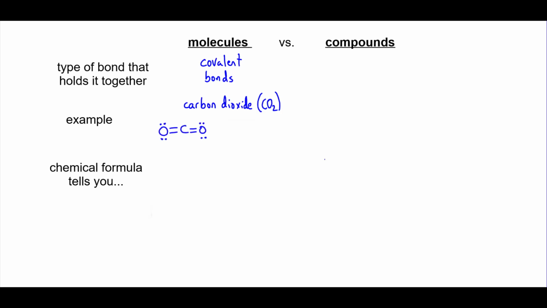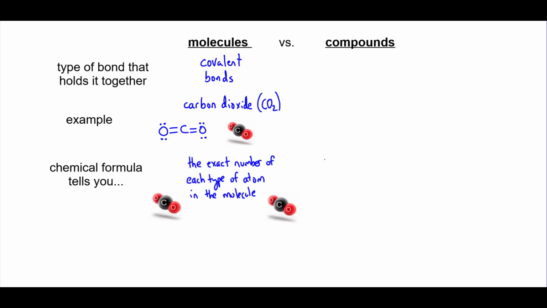Here's the Lewis structure, but here's what a picture of carbon dioxide, the molecule, would look like if you could see it close up. The point of this is, when you look at the chemical formula for a molecule, it tells you the exact number of each type of atom in the molecule. Like if I had two molecules of CO2, each one has two atoms of oxygen and one atom of carbon, but the molecules are separate from each other. Now you might be saying to yourself, that seems kind of easy. I think I could have figured that out on my own, and you're probably correct.